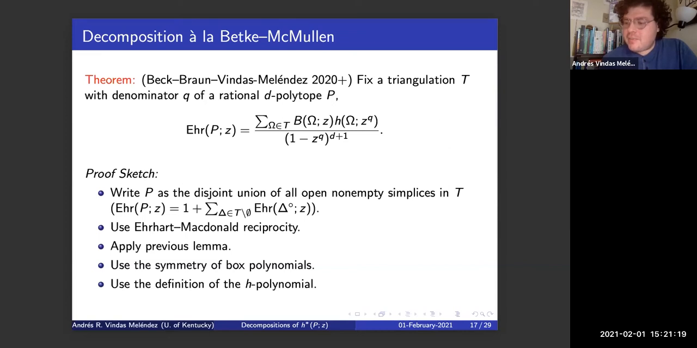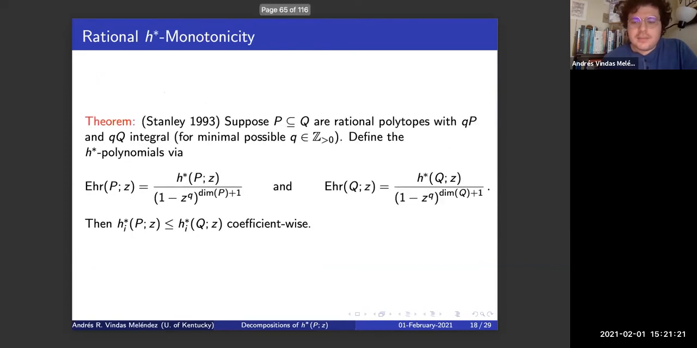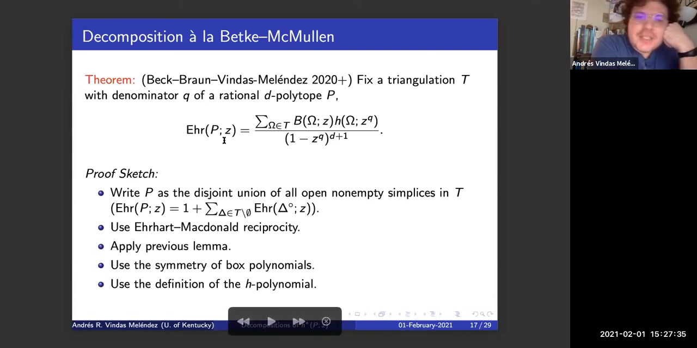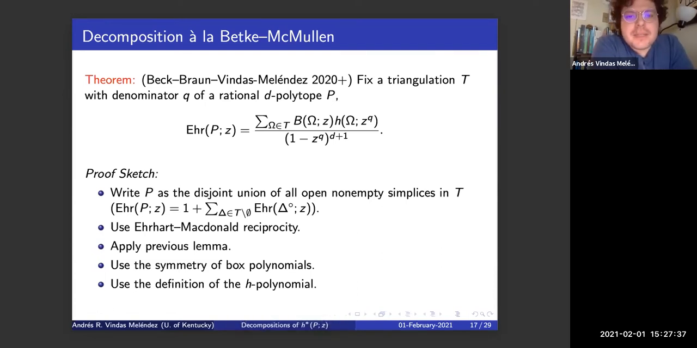Maybe it's a little bit early, but I will pause here for the stretch before I present to you how we use this, or where this comes into play to prove Stanley's monotonicity result. And so this is the Betke-McMullen generalization. Now what I'm going to do is take this Betke-McMullen decomposition and use it to give another proof of Stanley's monotonicity result.